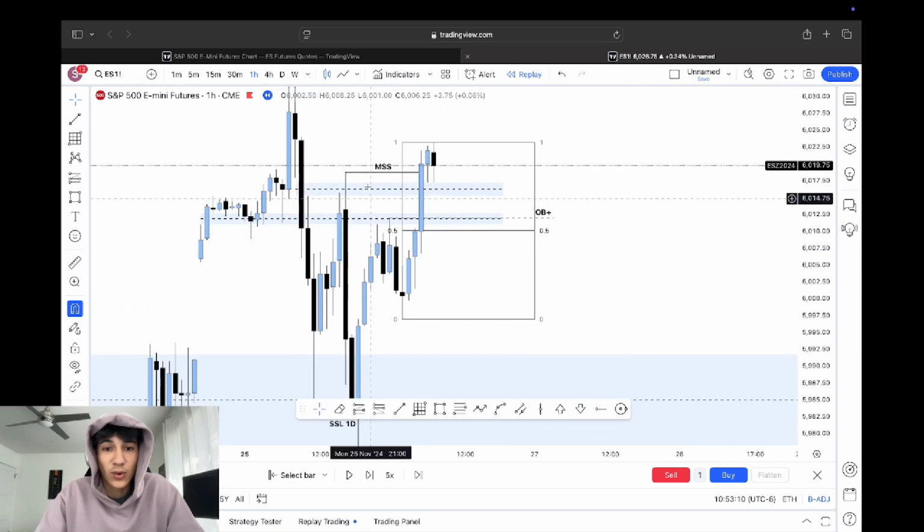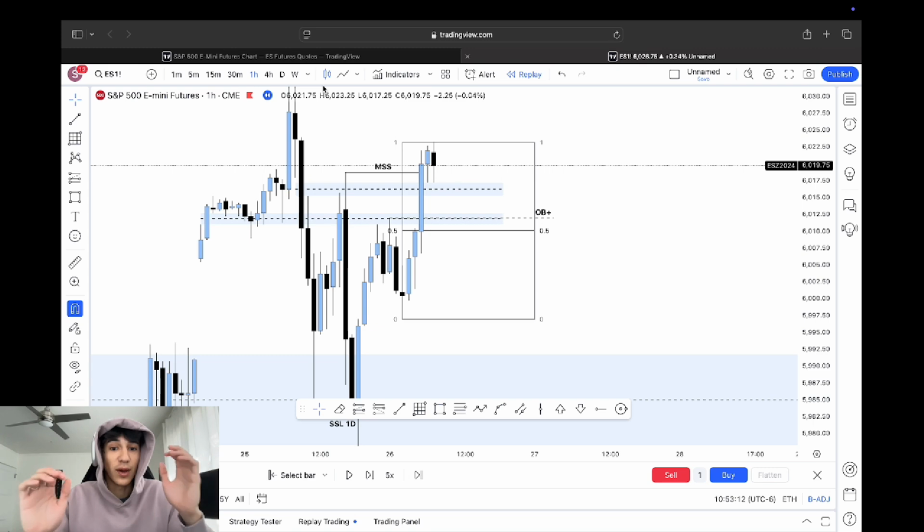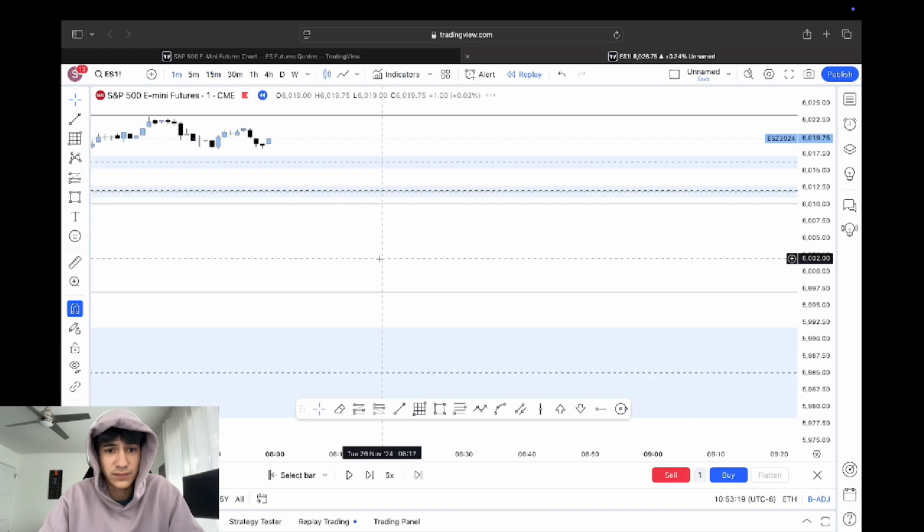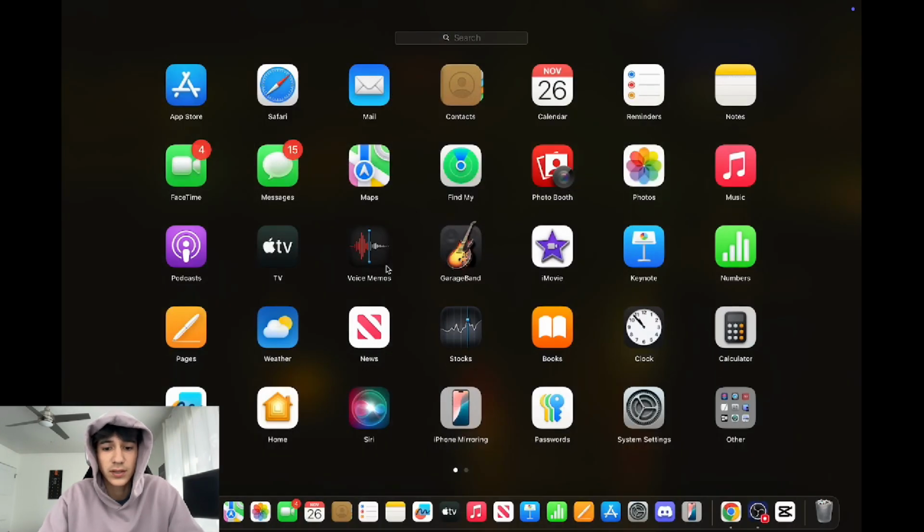We already got the market structure shift, so I'm literally just waiting. We're going to go back down to the 1 minute. Oh my god, I need to stop doing that.